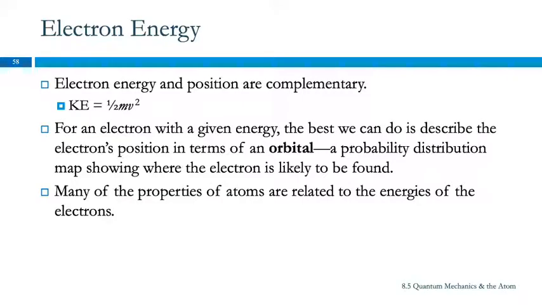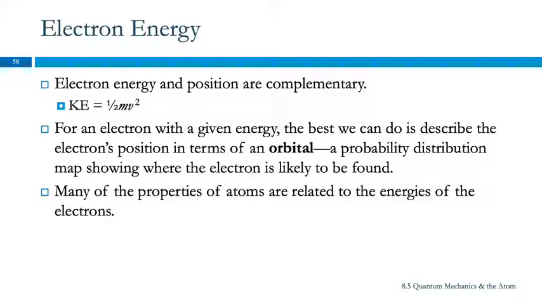So we've seen this equation for kinetic energy before. Kinetic energy is 1/2 the mass times the velocity squared. The electron's energy and its position are complementary. The more we know about one, the less we know about the other.